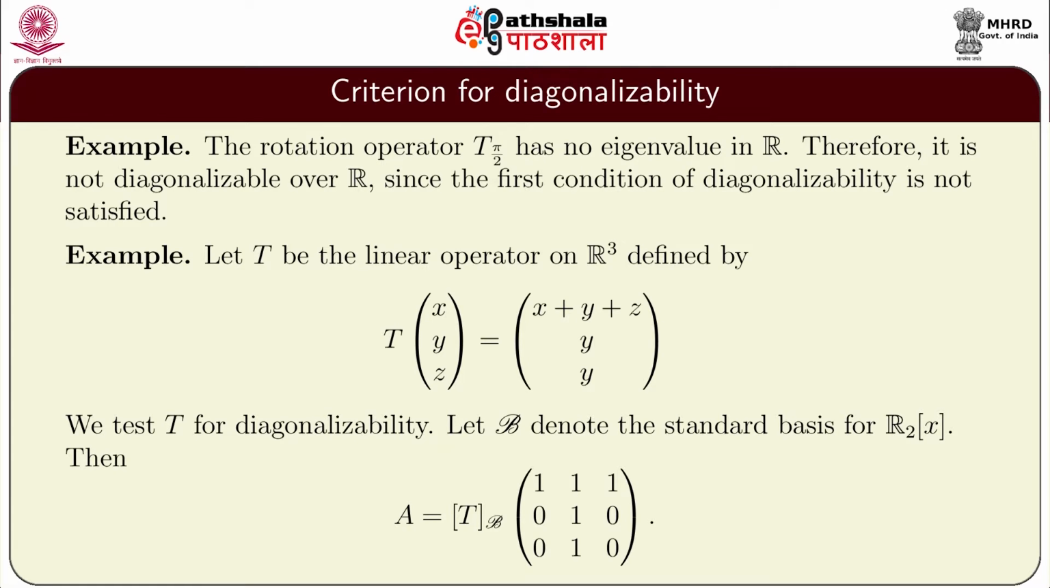Another example. Let T be the linear operator on R3 defined by T of x y z is equal to x plus z comma y comma y. It is written in the column matrix form. Let us now test T for diagonalizability.